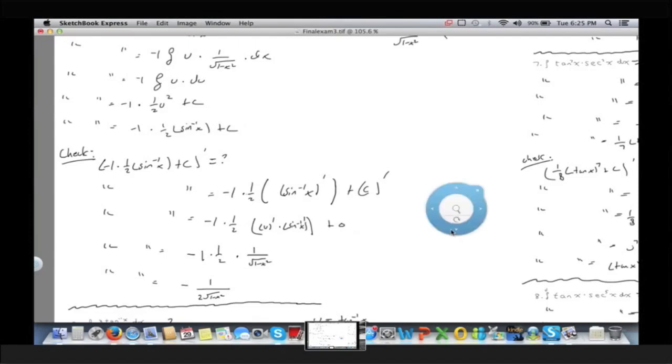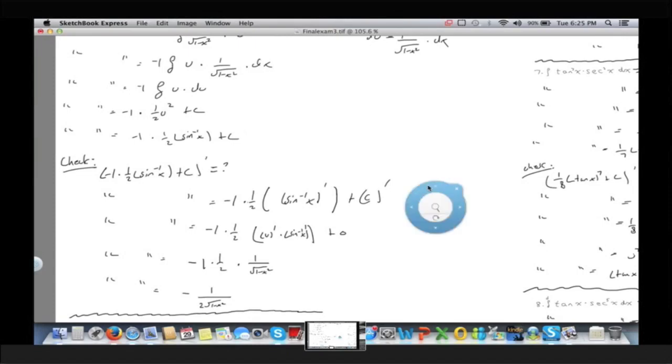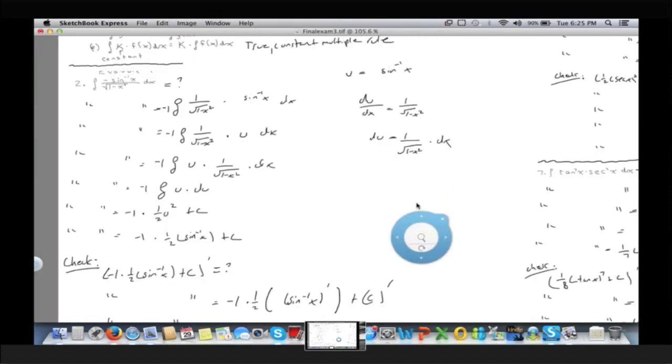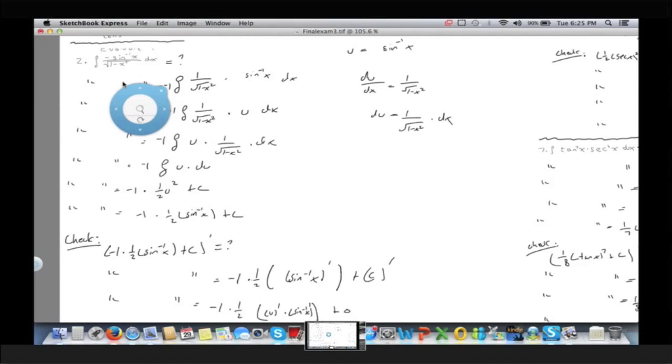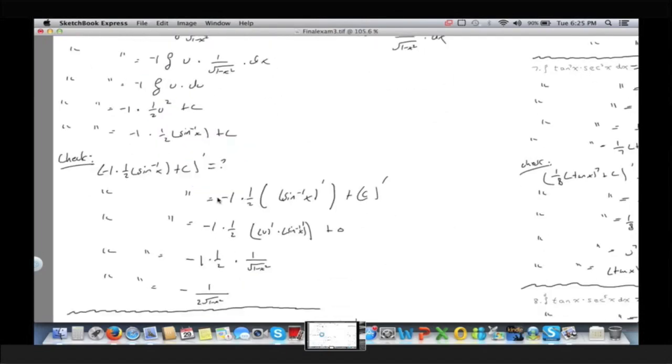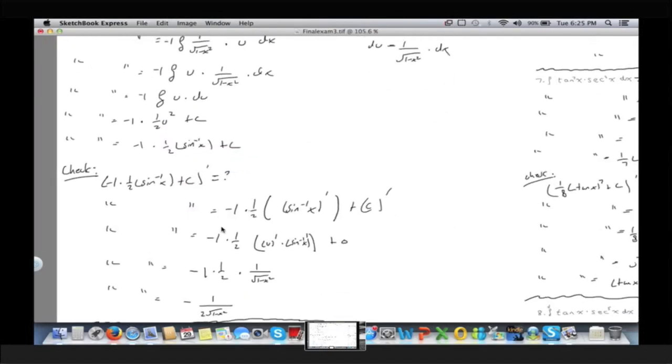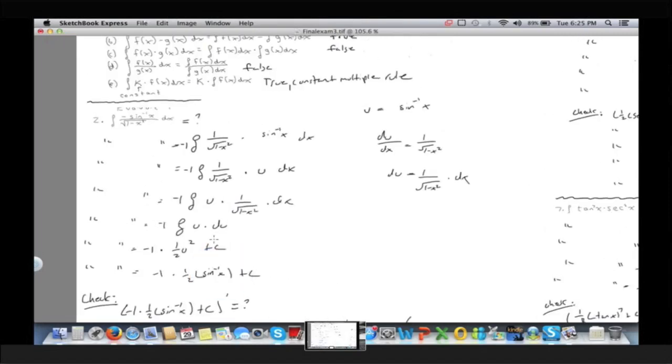Okay, so how did that check work? Does it look like we got that problem correct or incorrect? Well, it didn't match up to this. This was the one that gave me some trouble for some reason. I'm thinking maybe I made a mistake here.